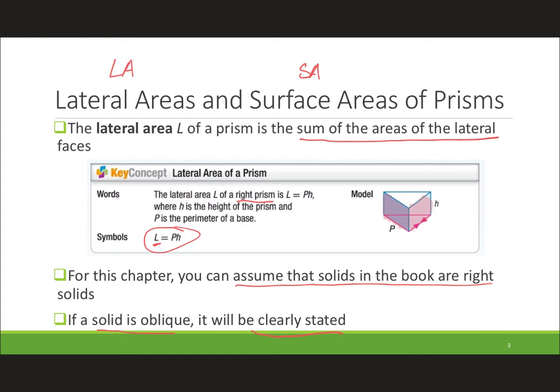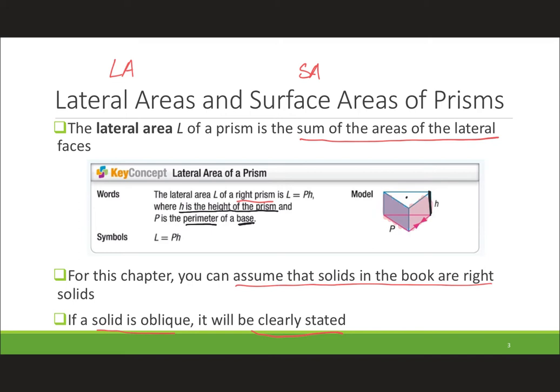Now before we move on, I want to make a small point about the equation itself. So as you can see, lateral equals P times H. The P stands for the perimeter of the base. Okay, so the perimeter of the base, whatever that base is, that's what you're looking at. In this case, it's a triangle. In a different figure, it could be a rectangle. Okay, whatever the base is, that's the perimeter you're looking for. H is the height of the prism. So H will always indicate the distance between the two bases. Okay, this is not the height of the base itself.